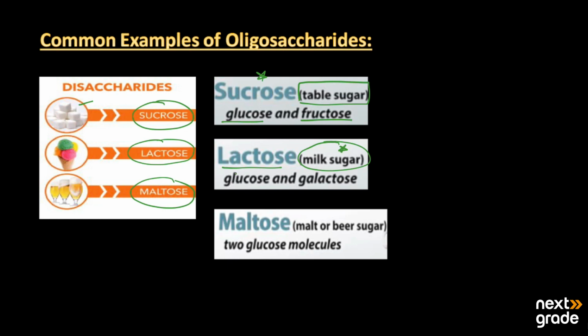Upon hydrolysis, lactose produces two units: glucose and galactose. The last one is maltose. It is known as malt or beer sugar. It is present in syrups and in beer. It produces two glucose molecules. So when sucrose undergoes hydrolysis, it produces glucose and fructose, lactose produces glucose and galactose, and maltose produces two glucose molecules. So this was a simple overview about the oligosaccharides.